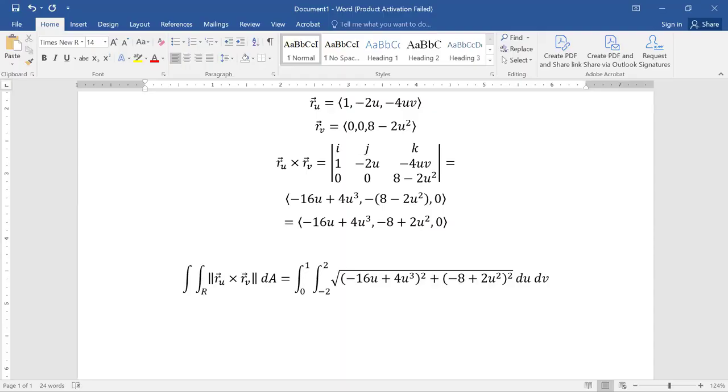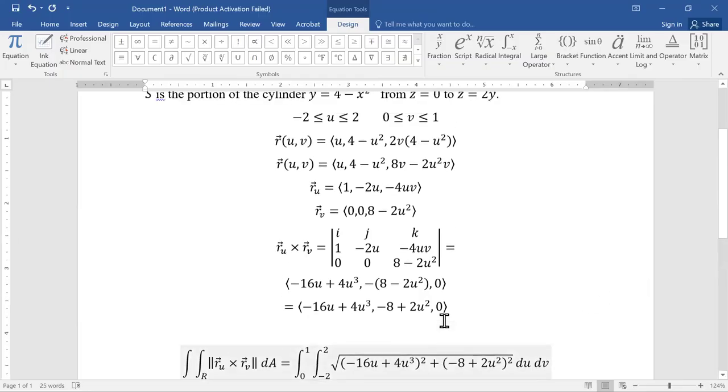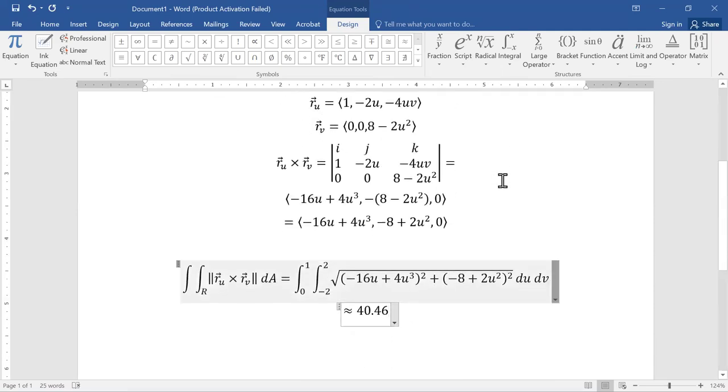And when I did this integration, I got about 40.46. So about 40.46 is the surface area of that portion of the cylinder from z equals 0 to z equals 2y. And if you did it by hand, again, you could do this if you wanted to, but it takes a minute, so I don't think we need to right now.